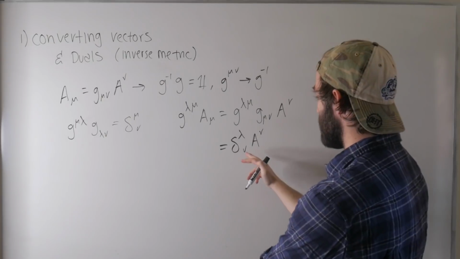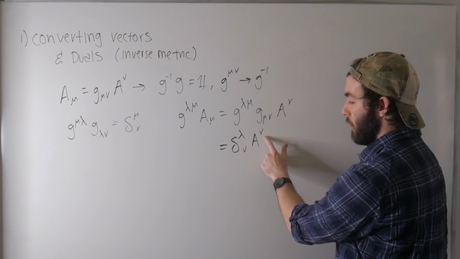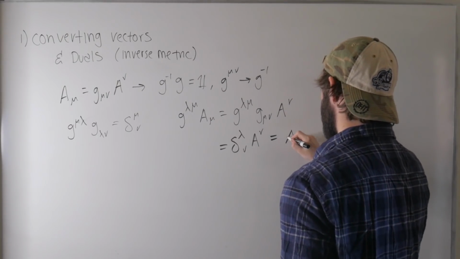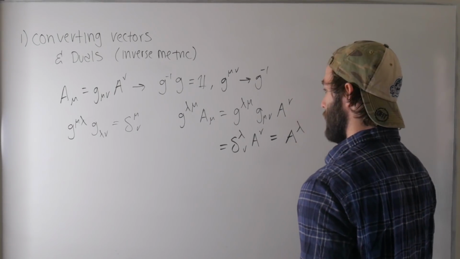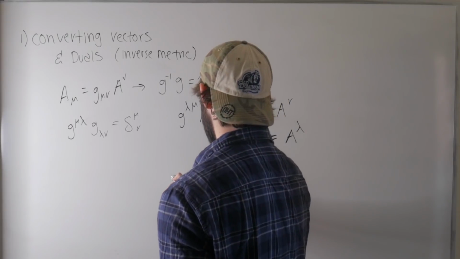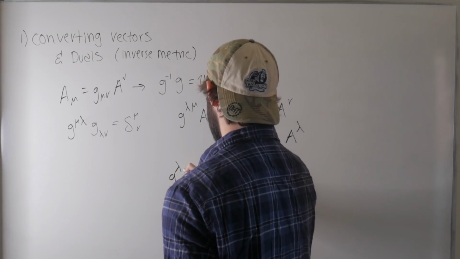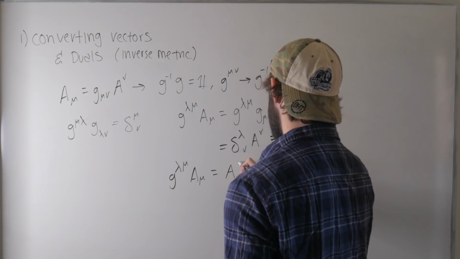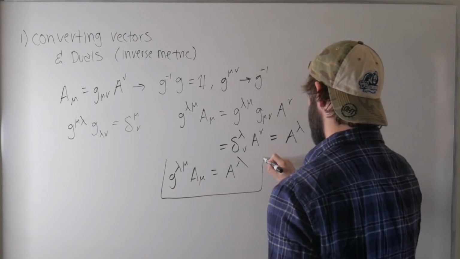And this Kronecker delta is just going to be changing the index of this A from a nu to a lambda. So this is equal to A lambda. In other words, we can collect everything, let the dust settle. G lambda nu, A nu is equal to A lambda. And there we have it.